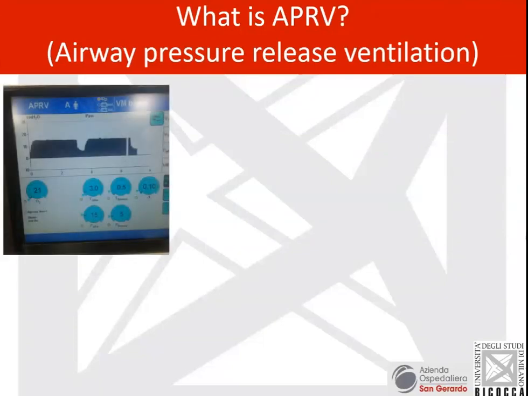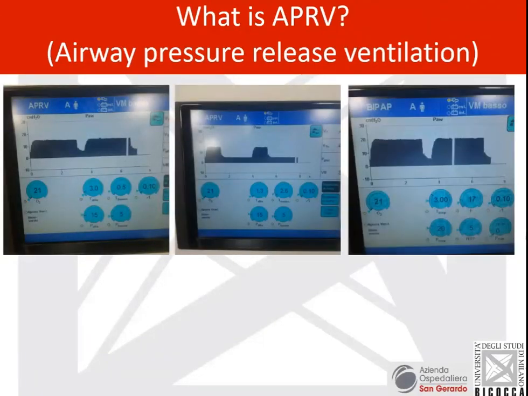Just one word on APRV, airway pressure release ventilation. What is APRV? Again, I think this is something there is a little bit of confusion on. If we are speaking about a passive patient, then, if the patient starts to breathe, the difference between APRV and pressure control also has to do with synchrony, and we will see this during the next lessons. But let's think of a passive patient.